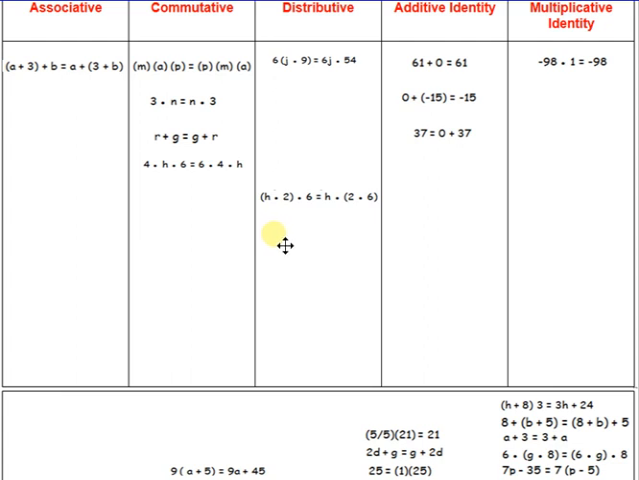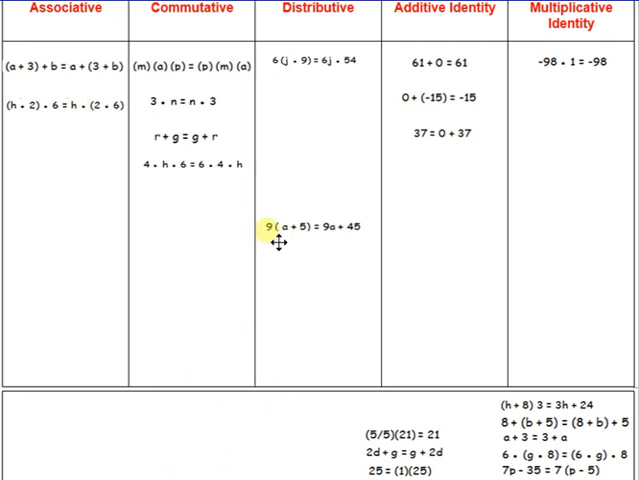(h times 2) times 6 equals h times (2 times 6). Now look carefully. h, 2, 6, h, 2, 6. The order did not change, just the grouping of the parentheses changed. So that's going to be associative property.